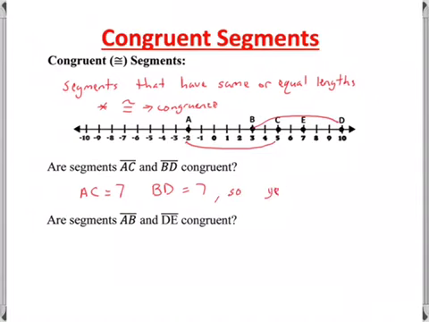And we'd write this, so yes, AC is congruent to BD. We need to make sure we write it with our symbols because we're talking about the congruent statement here.